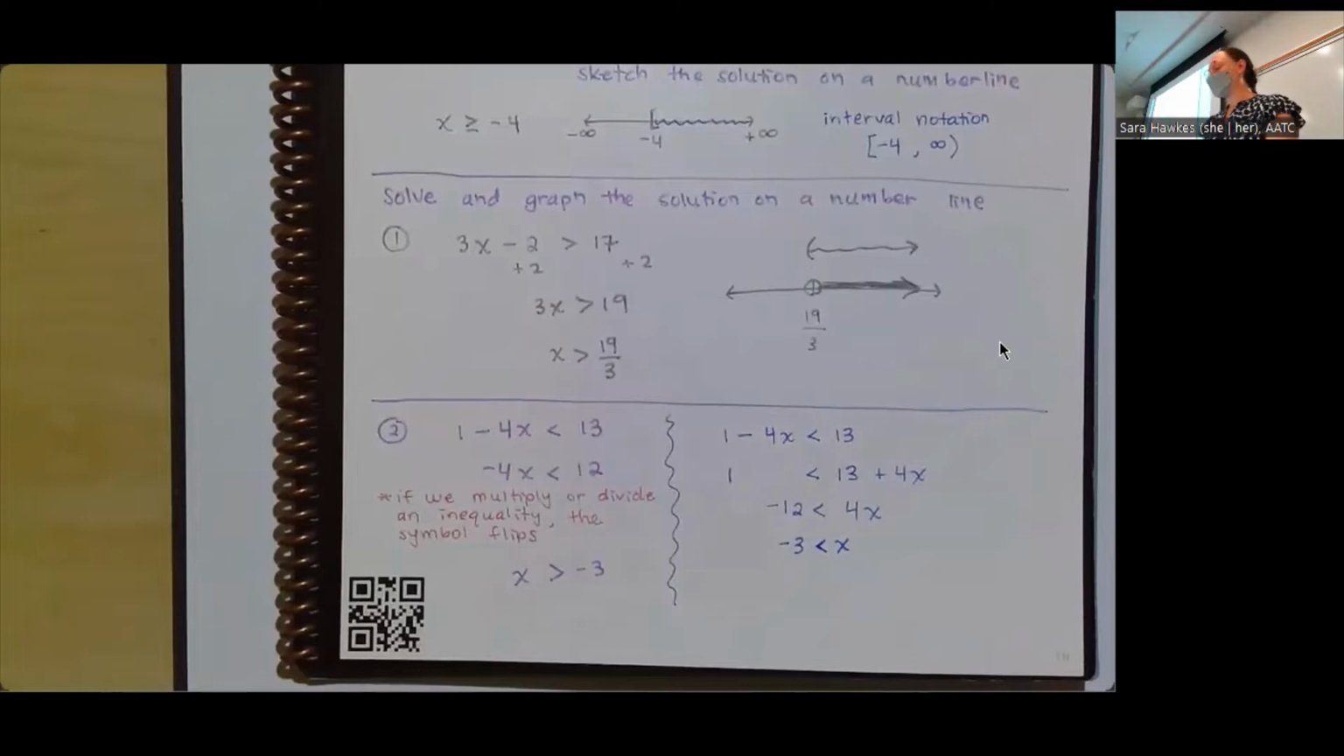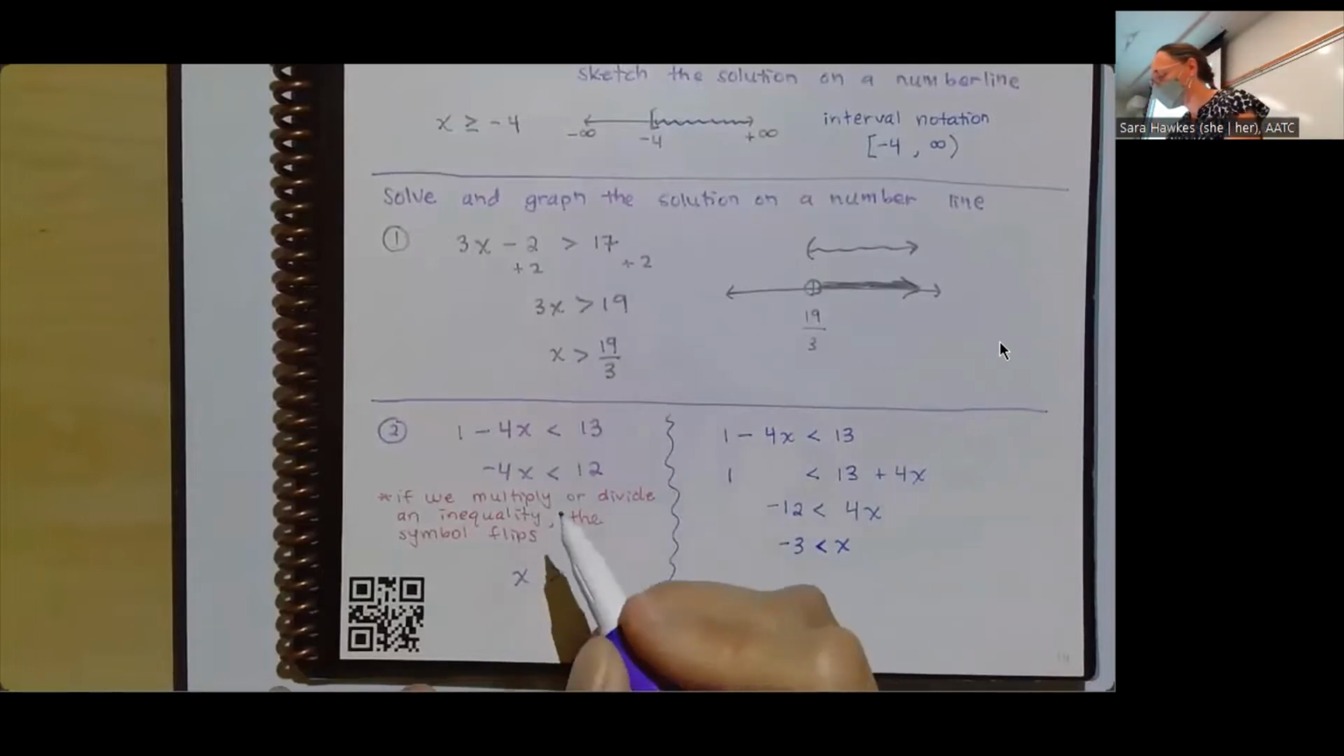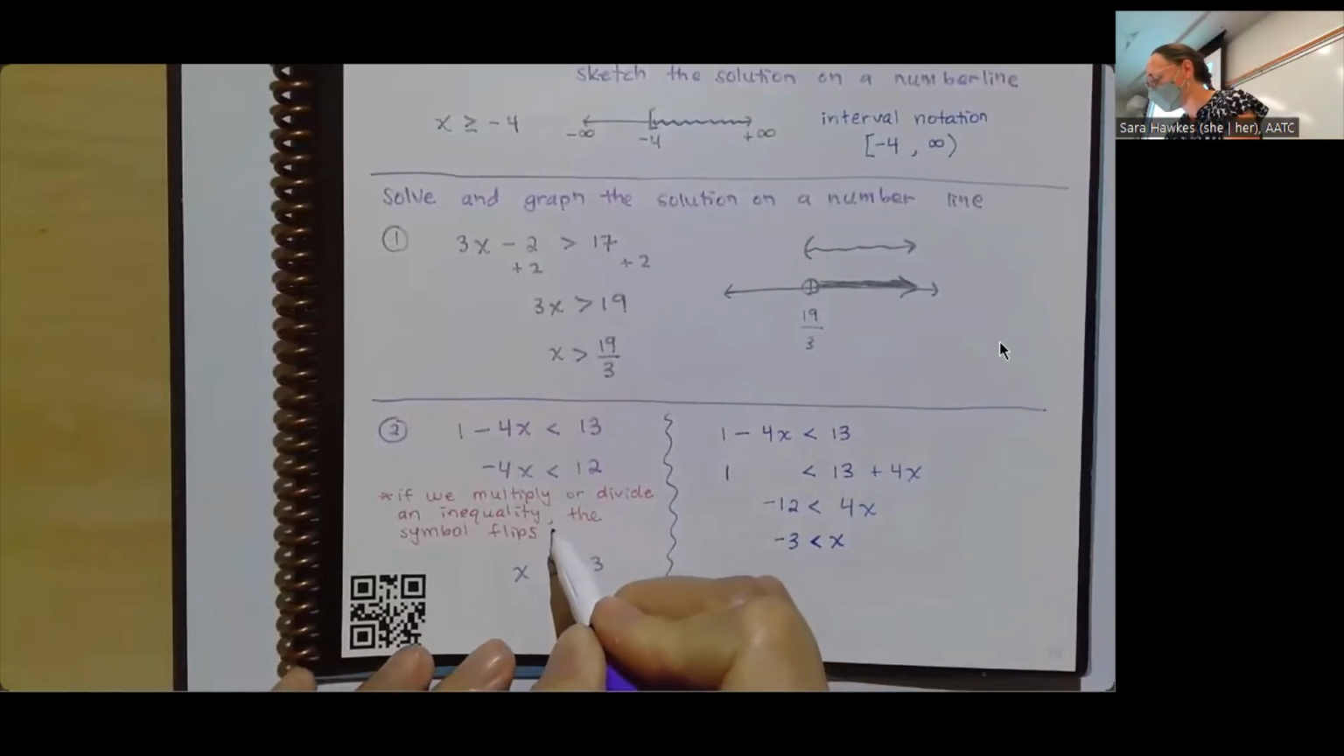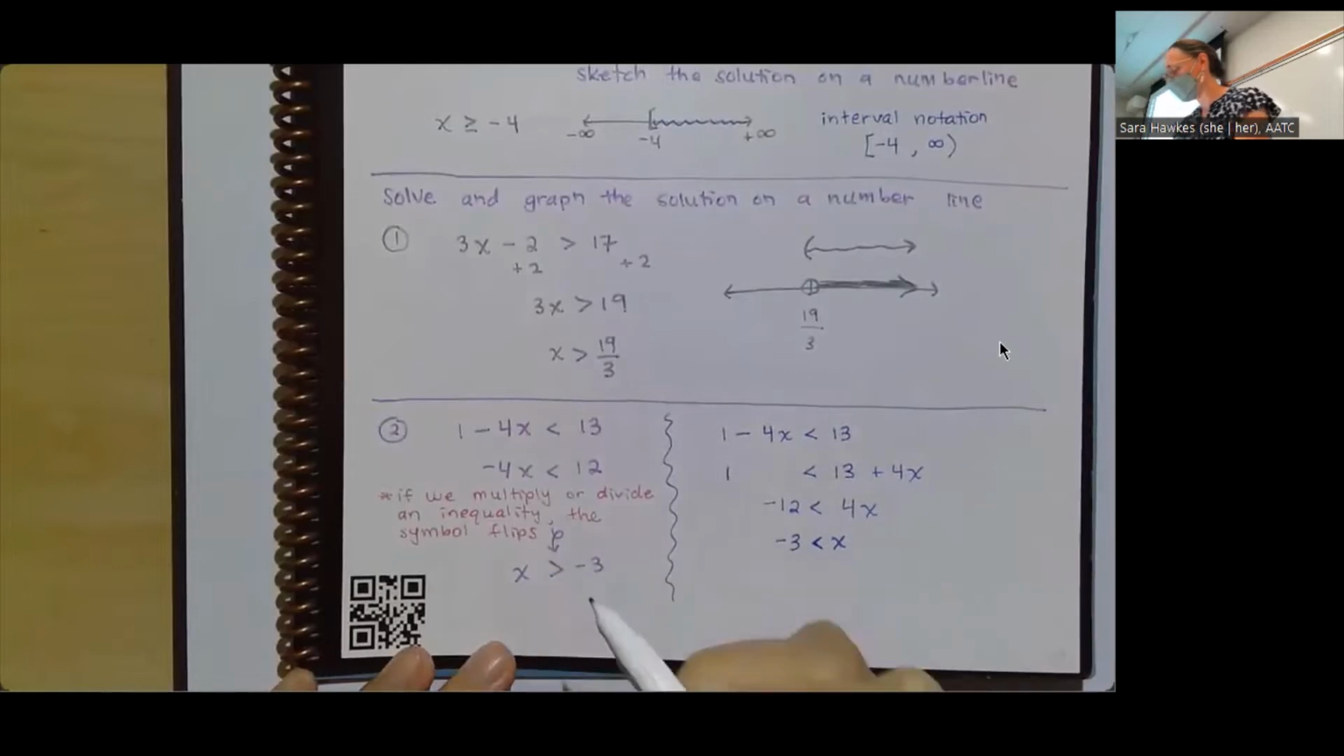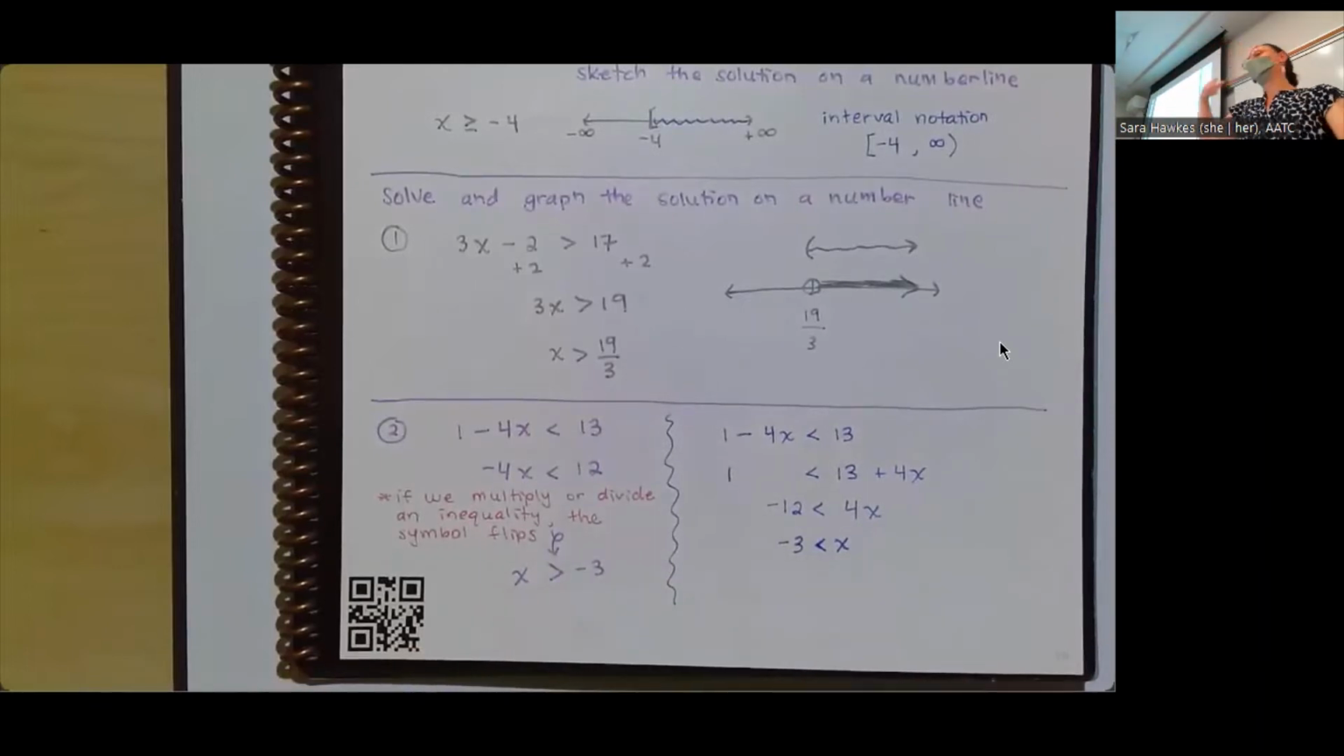And if you're following along in the textbook, the book has this little symbol-y thing that it tries to use to tell you that the symbol flipped.